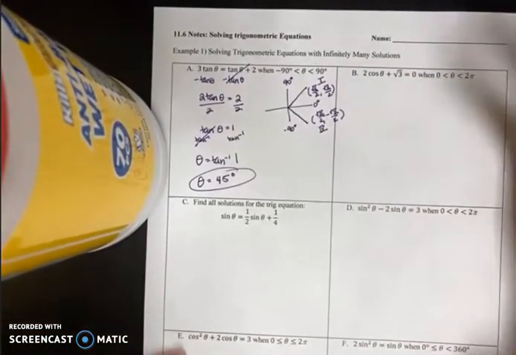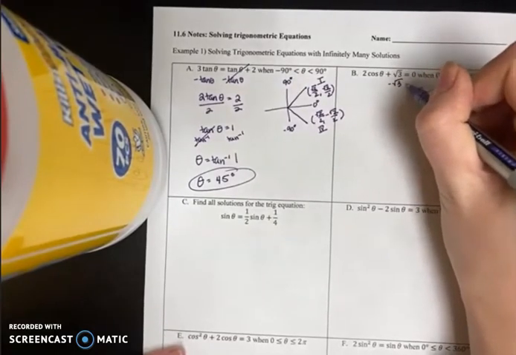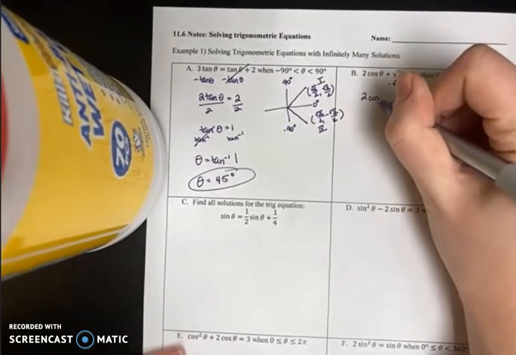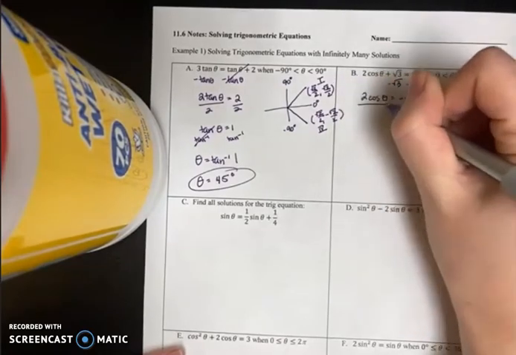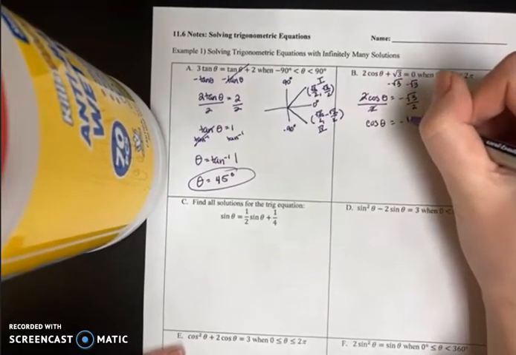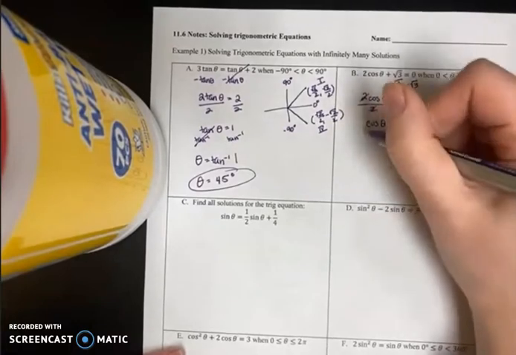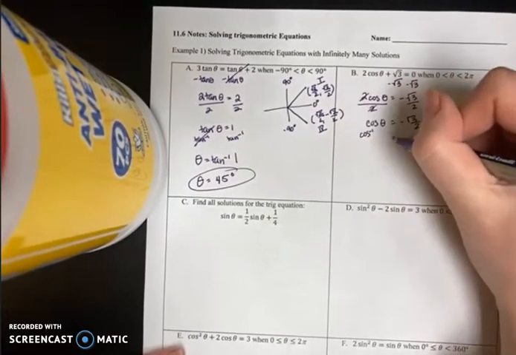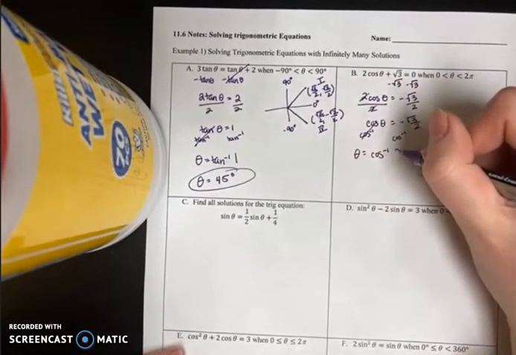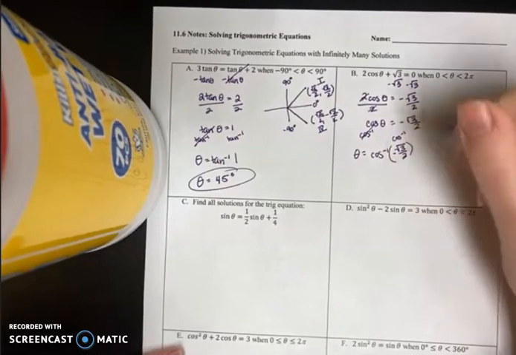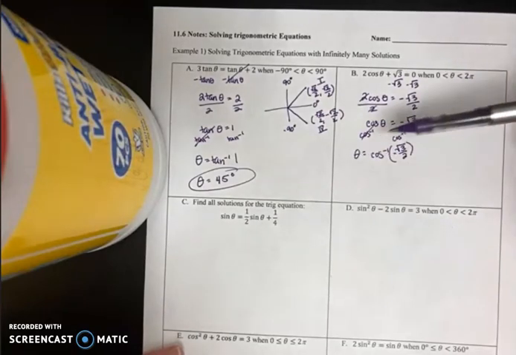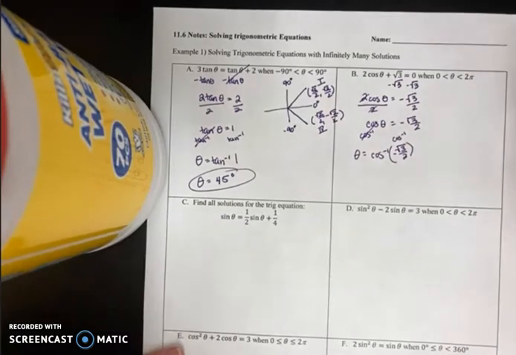So the first thing to do to get it by itself is I should subtract the square root of 3 before you divide by 2. Okay? So that would leave me with 2 cosine theta equals negative root 3. Now I can divide by the 2. Cosine theta equals negative root 3 over 2. And then to get theta by itself, I use inverse trig. And remember, inverse trig is basically saying what theta value would have a cosine of negative root 3 over 2.